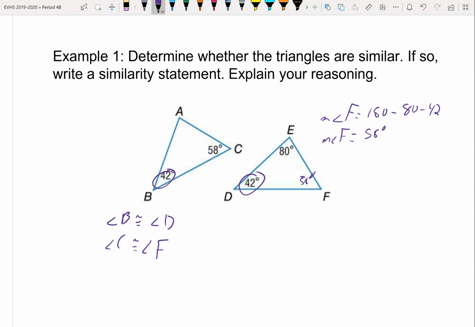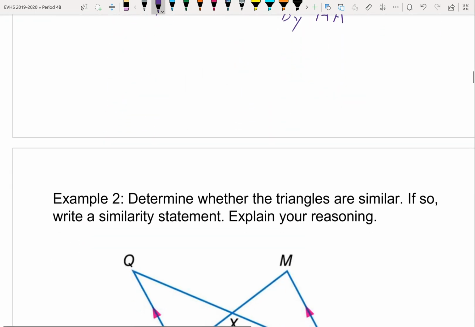Since I have 2 sets of congruent angles, I now know that triangle ABC is similar to triangle. Let's make sure we get these in the corresponding parts. Angle A is going to correspond to angle E. Angle B is going to correspond to angle D. And then that leaves my F on the end. So ABC is similar to EDF by angle-angle similarity. Very similar to what we were doing back with our congruency, just looks a little bit different.